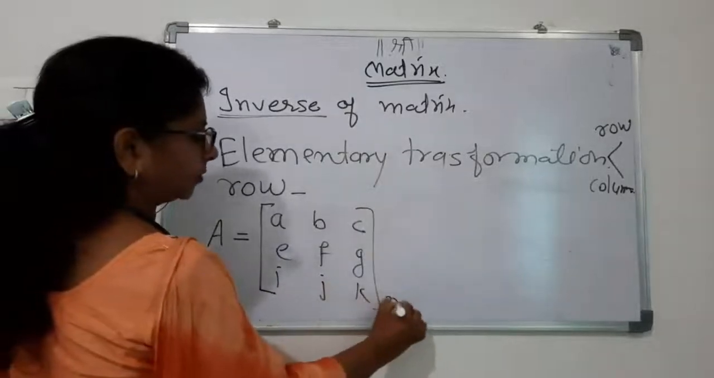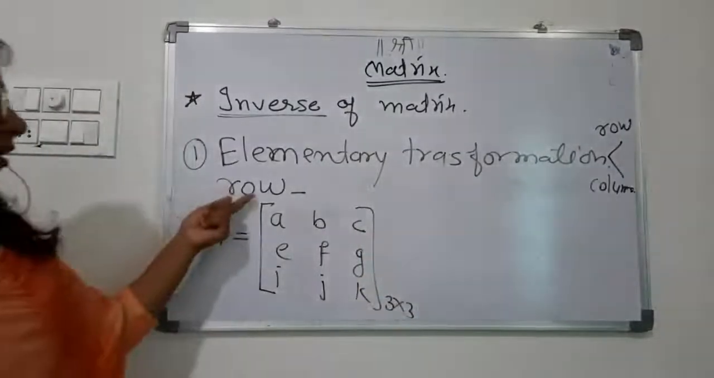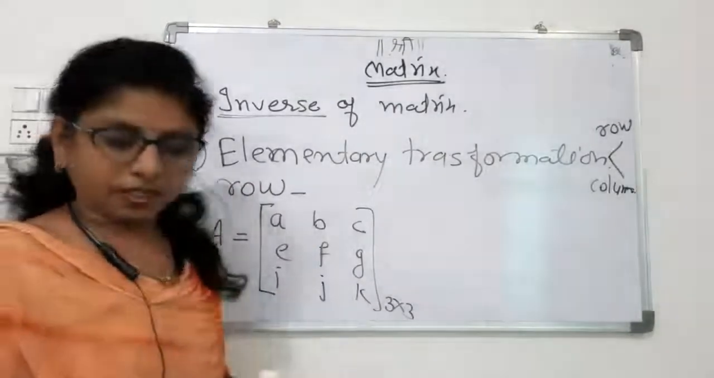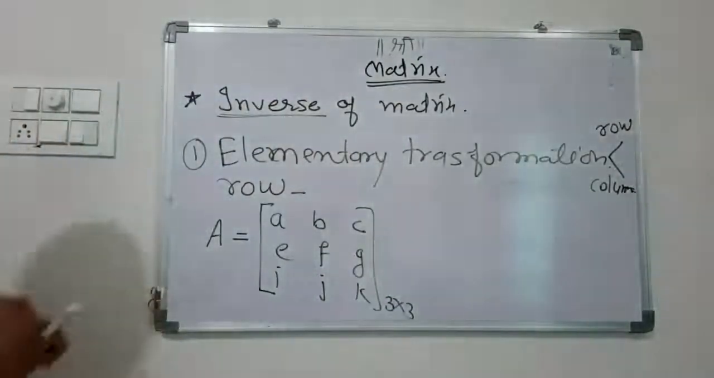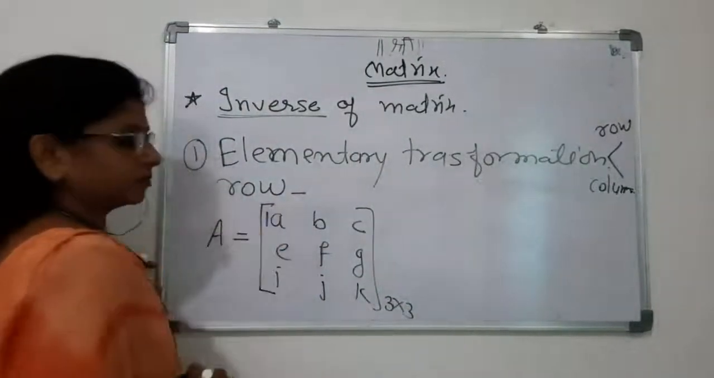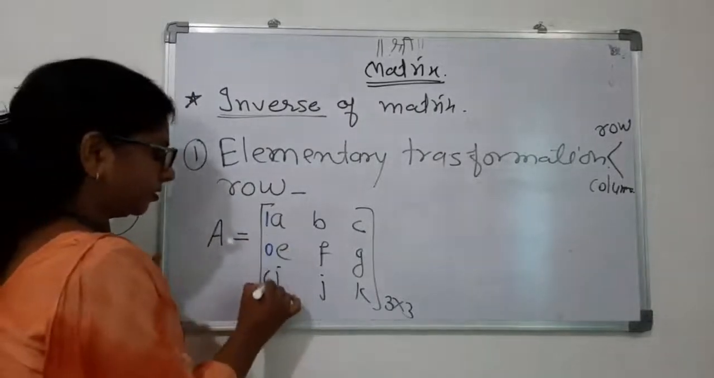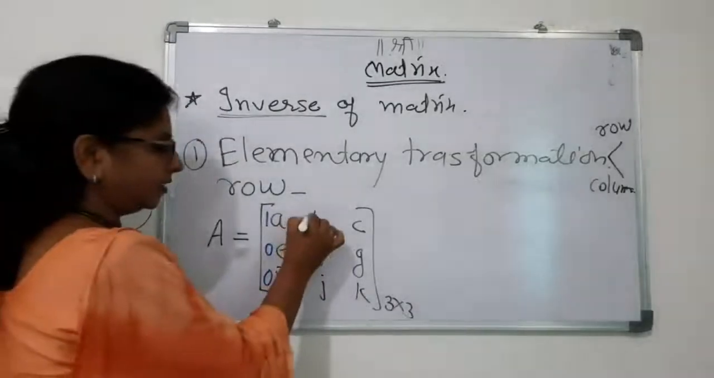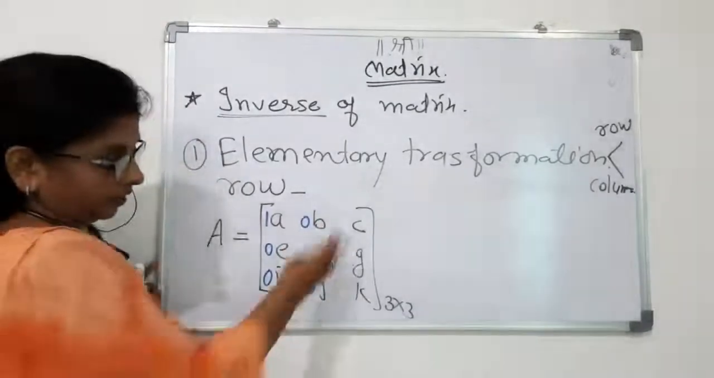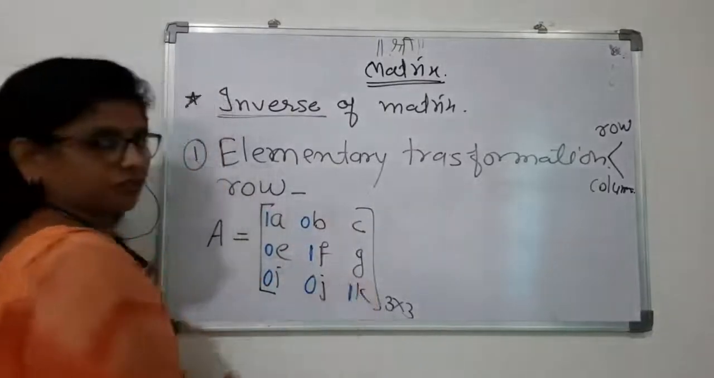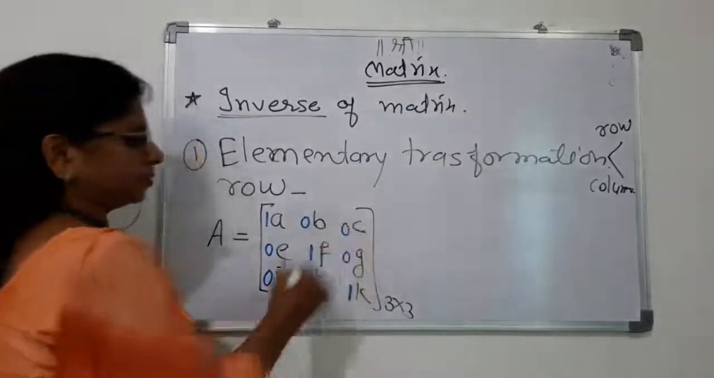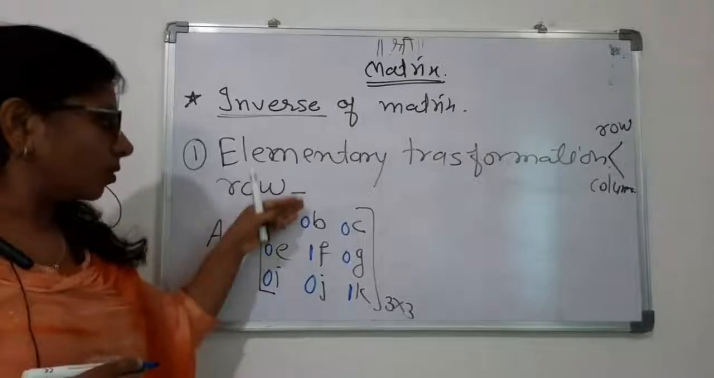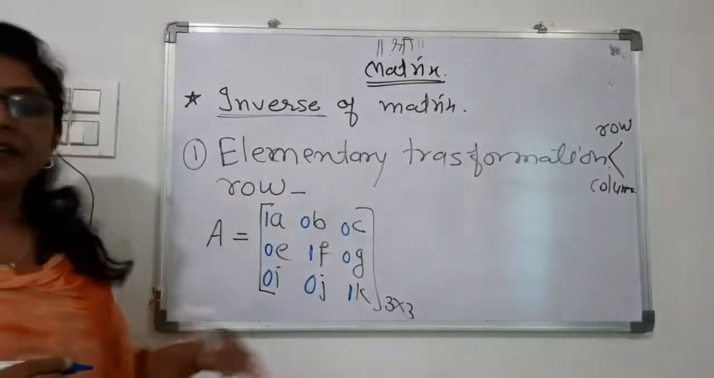Okay, of order 3 by 3. If we are applying row transformations, then we have to go column by column. Means we will bring first 1 here, then 0 here, then 0 here. For the second column we will bring first 1 and then 0 and then 0. In the third column we will bring 1 here first and then 0 and then 0. If we are doing row transformations, then we have to go column by column to make our A identity matrix.